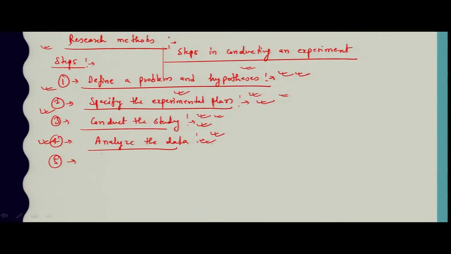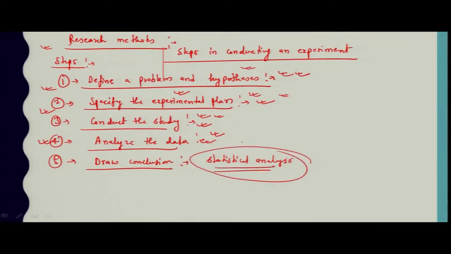The fifth step is that you have to draw some conclusion. Based on the results of statistical analysis, the researchers draw some conclusion about the cause and effect relationships in the performed experiment. At the simplest level, we can say whether a hypothesis was supported or not. It means to determine whether this particular hypothesis that we have drawn is supported or not.